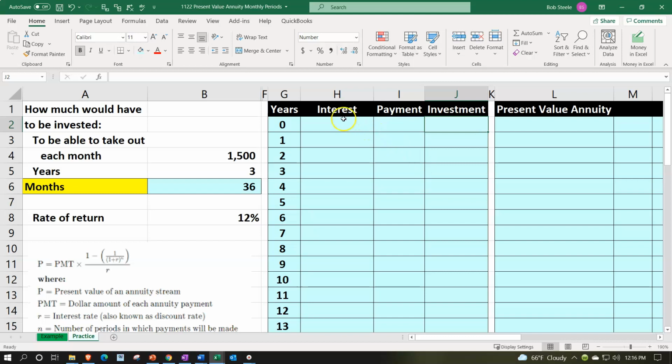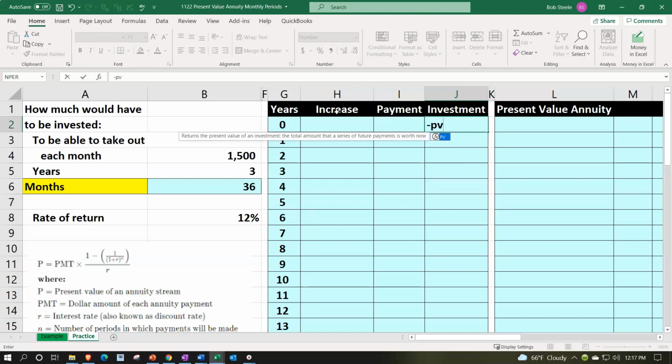So then I'm going to call this the increase. And then I'm going to say the investment. I'm going to recalculate it again just to practice it. It's going to be negative, present value, shift 9, rate 12%. But then I have to divide that by 12 because I'm looking for the monthly rate, which would be 1%, comma, number of periods is not 3 years, but 3 times 12, or 36 periods, because they're monthly periods, comma, the payment, $1,500 and enter.